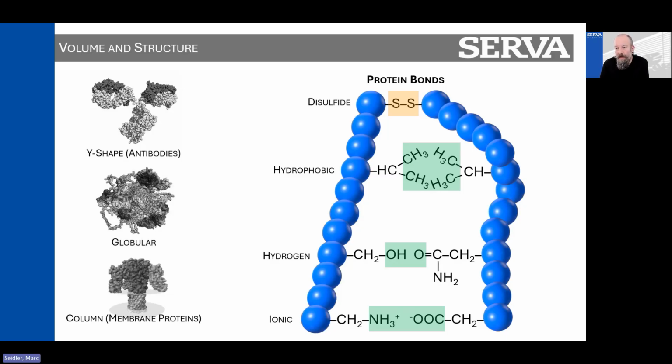And depending on the build-up of the amino acid chain, those protein bonds will hold the complete structure and volume of your antibody together. And depending on the work that the protein has to do in the organism, this is also built up by our cells to have volume and structure according to their need, especially the membrane proteins as transporters of ions inside and outside of the cell itself.